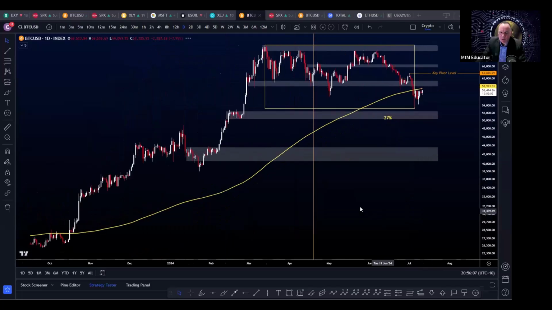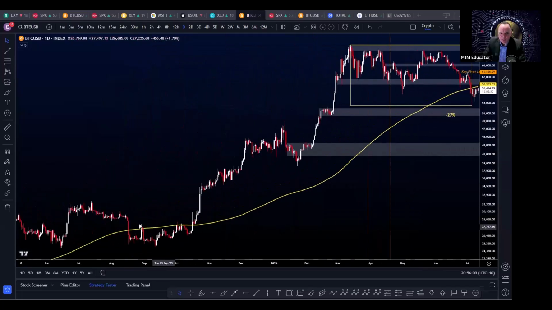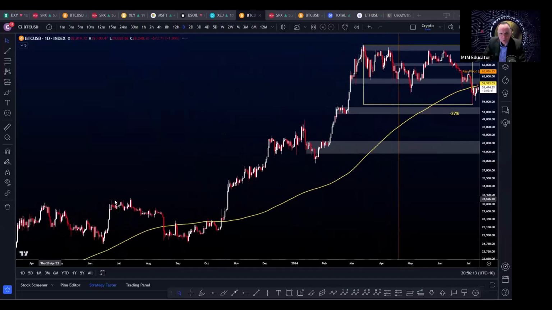Now, we had a very similar pattern over here in August, September last year when we were stuck between 32K and 25K. And we sat under this 200-day moving average for quite a period of time before we broke back up. We sat here for 7 or 8 weeks before we broke back up above it. This presented a fabulous opportunity to buy.